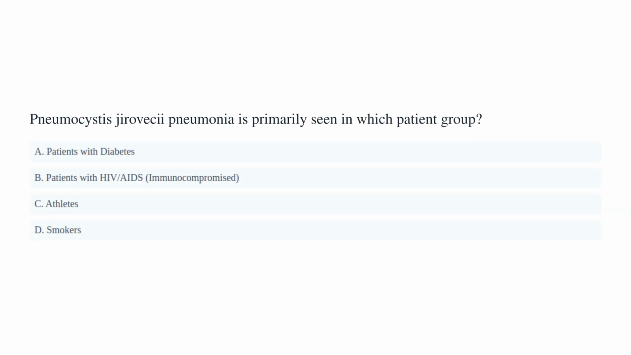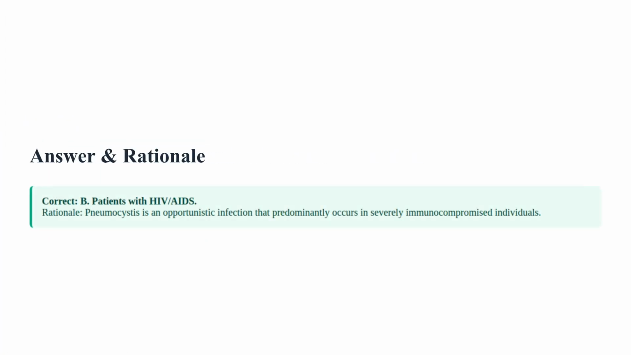Next, we have a question about a specific type of pneumonia. Pneumocystis jirovecii pneumonia is primarily seen in which patient group? The answer is A, immunocompromised patients, especially those with HIV/AIDS. This is an opportunistic fungal infection that preys on weakened immune systems.